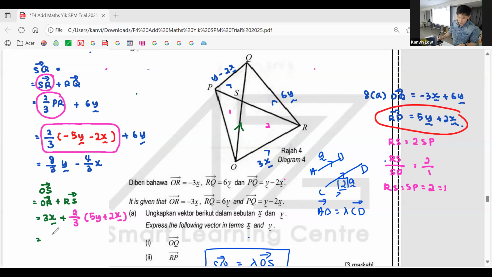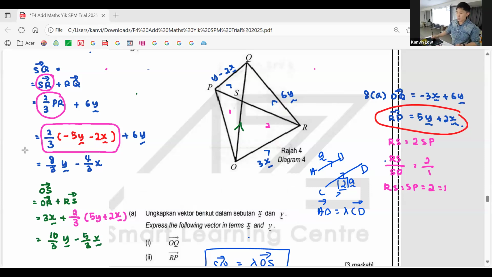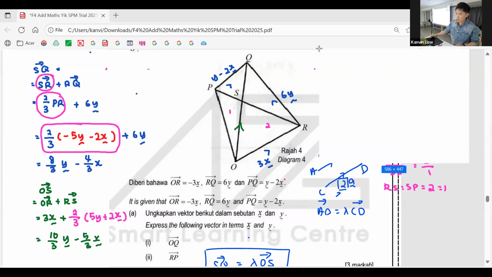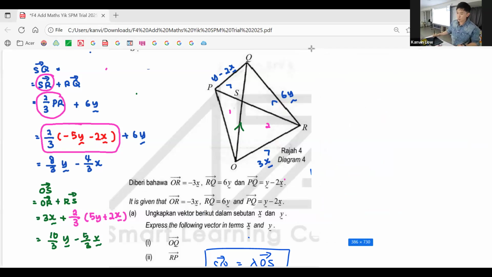You will get OS equals to 10 over 3Y minus 5 over 3X. So far, do you understand, everyone? Any question? No? Okay, that's good. Guys, if you understand what I say here, it will be quite simple for all of you right now.